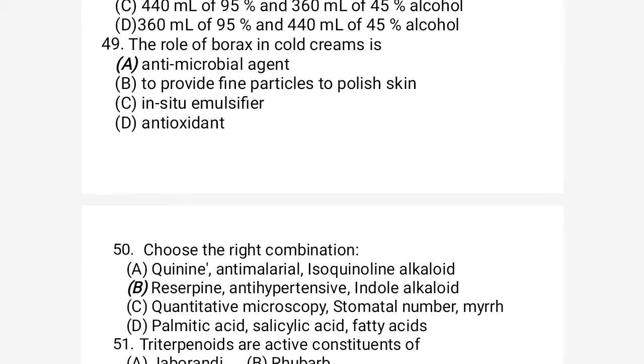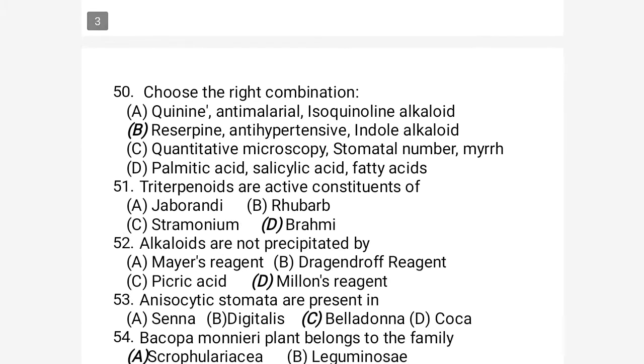The next question would be 49. The role of borax in cold creams. As you know, borax releases boric acid. In cold creams it is used as an antimicrobial agent, because it releases boric acid, and boric acid is an antimicrobial agent. So answer A would be the correct option in 49.